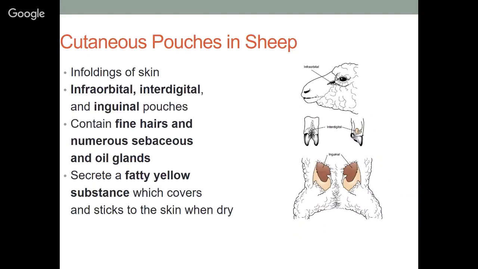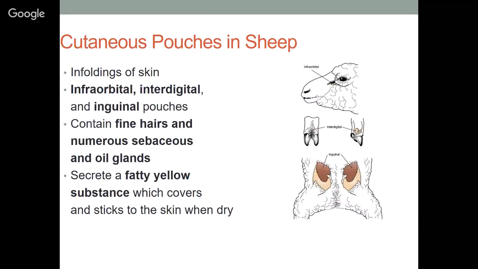Lanolin is often added to skin protectants. It is also sold as lanolin, and it helps to protect skin. So it's a waxy substance that we get from sheep that we can use on our own skin to help moisturize and protect it.